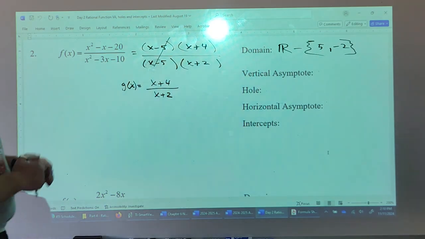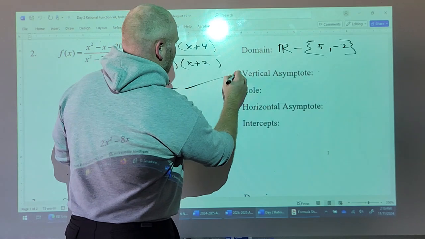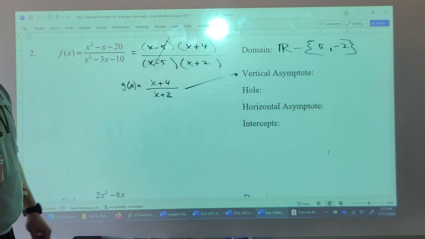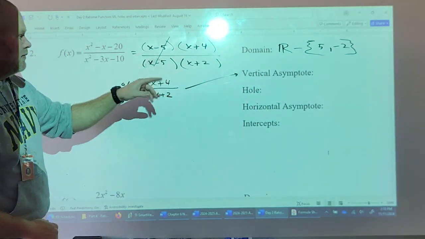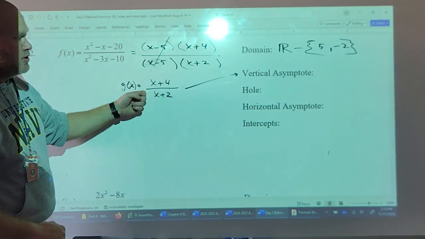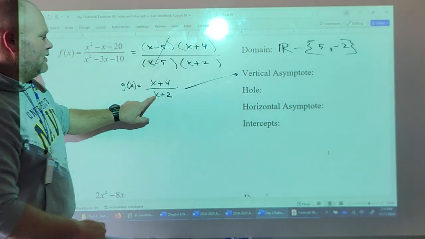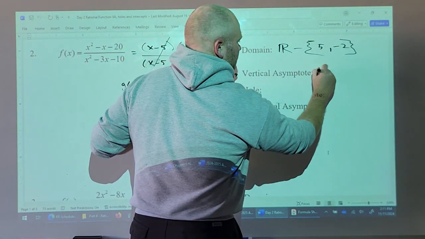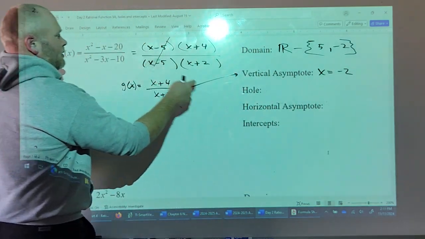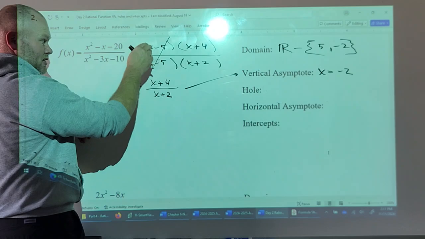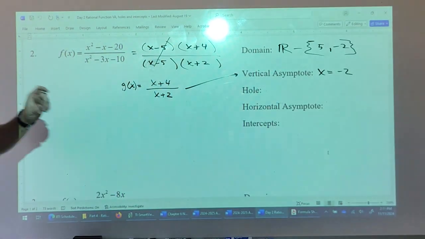Now, vertical asymptote. Vertical asymptote is based on the new function. Okay? So there's just a vertical asymptote at x equals -2, this x value that it couldn't be. Because the hole is coming from the linear factor that was the same on top as it was on the bottom. So there is a hole at an x value of 5.